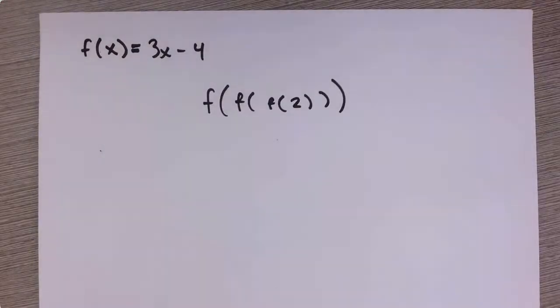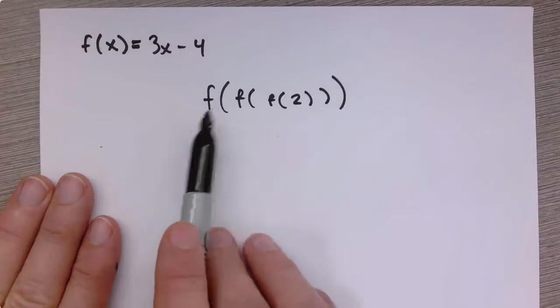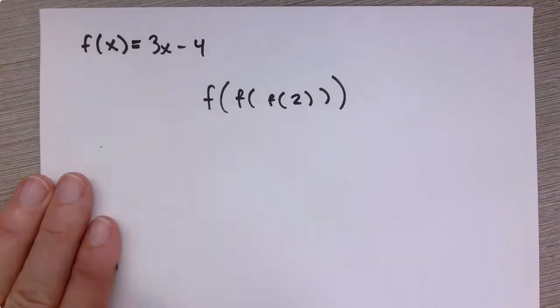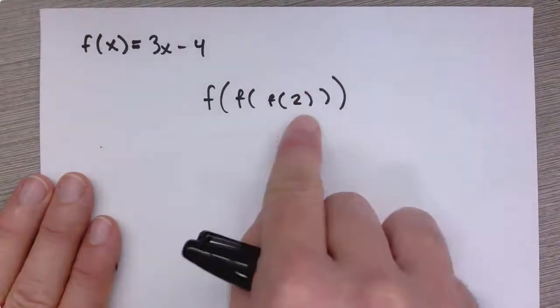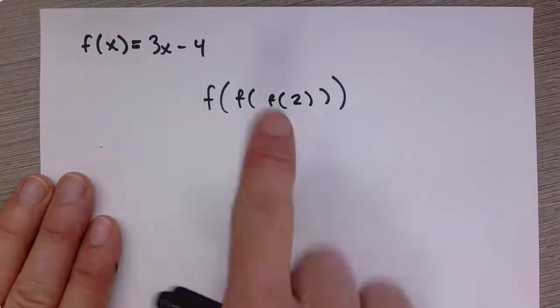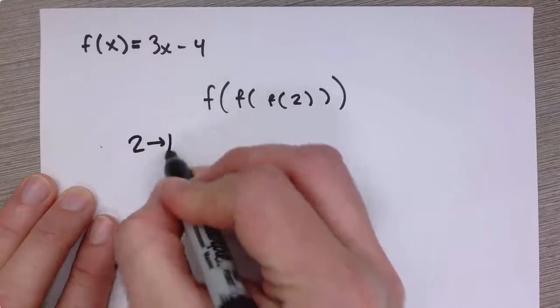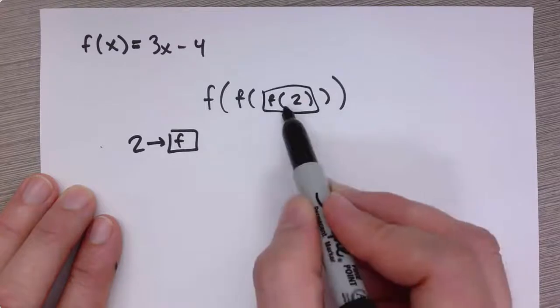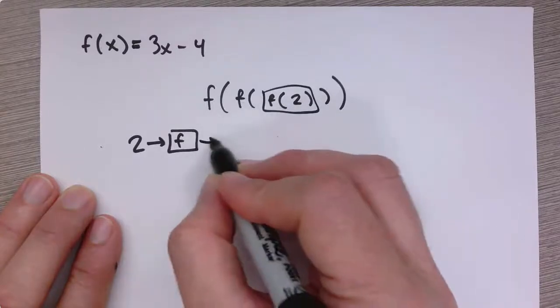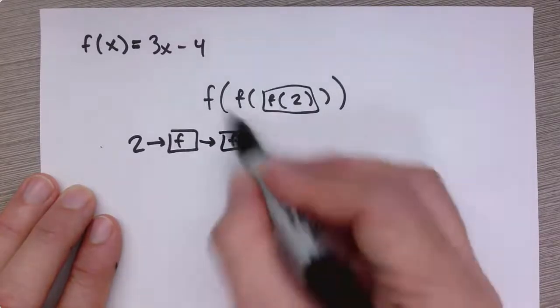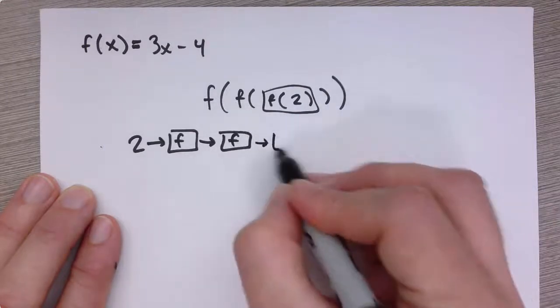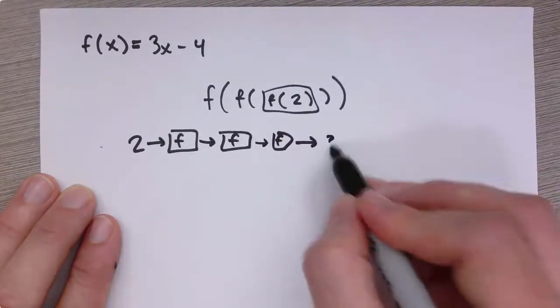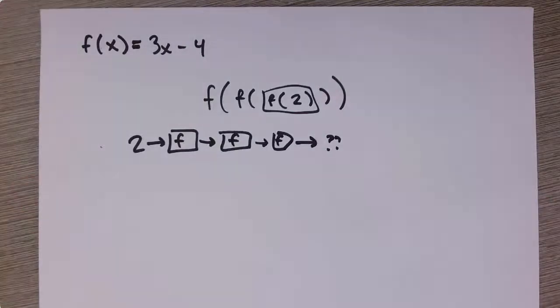Let's look at composition. So what if I wanted to evaluate f of f of f of 2? Remember, the big idea of composition is the output of one function becomes the input for the next function. So a different way of visualizing this is, let's send 2 through the f function. That's right here. Whatever this outputs becomes the new input for another f function. Whatever that outputs becomes the new input for another f function, and then we finally get our answer out the other end.